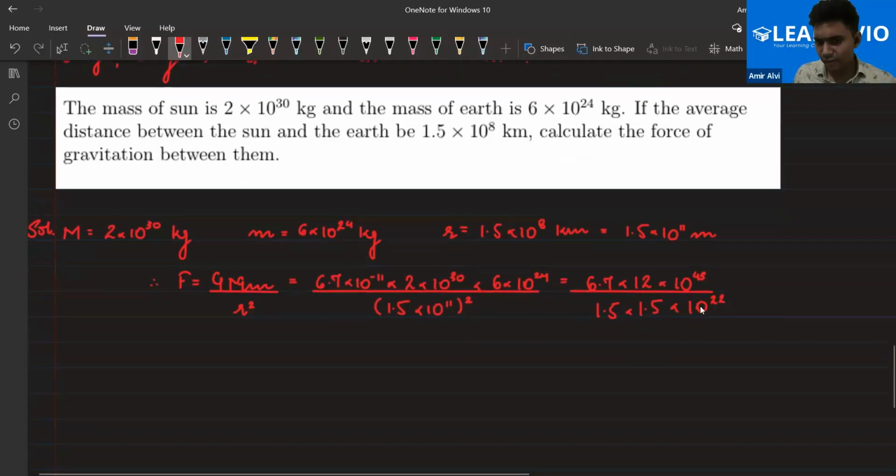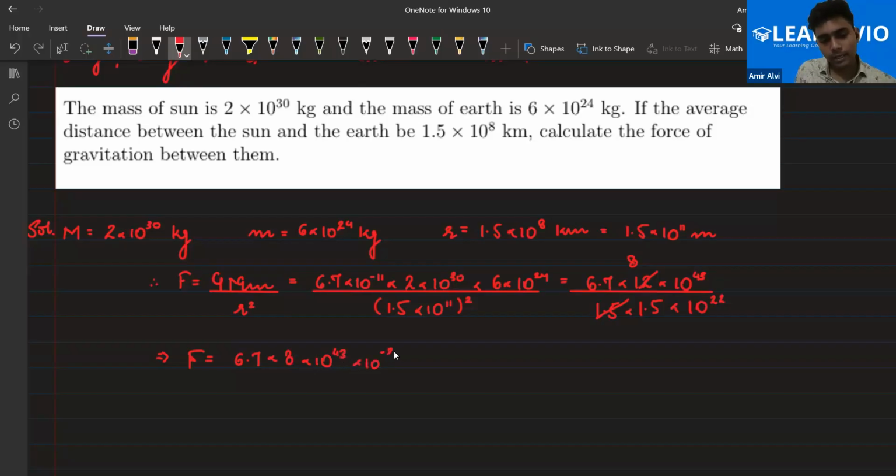Now, I will take this 10 to the power 22 in the numerator. The force will be equal to, and before that, I can cancel this thing 8 times. Okay? I can cancel this 8 times. And this is 8 again. So if I cancel this by 5, we get 3 and 1.6. Okay, let's calculate a little bit more. 6.6 into 8 into 10 to the power 43 into 10 to the power minus 22, divided by 1.5.